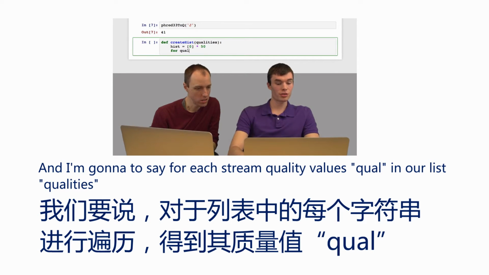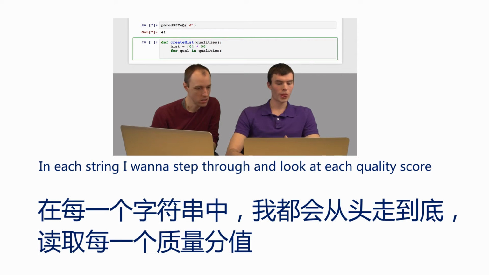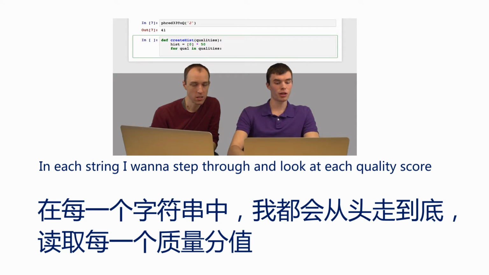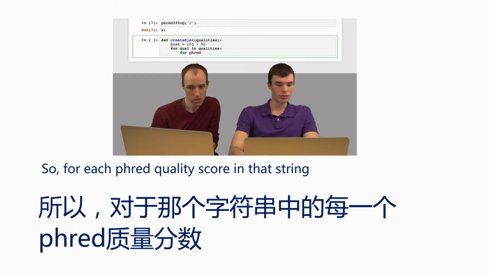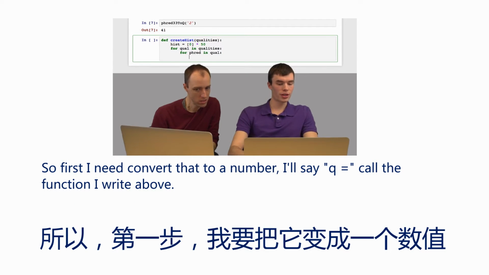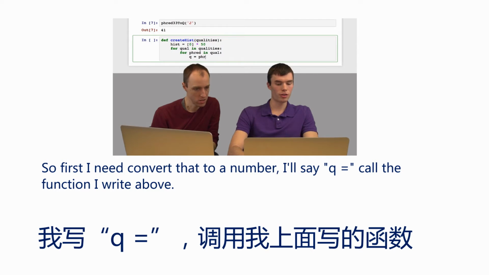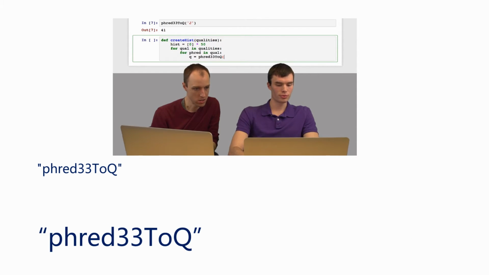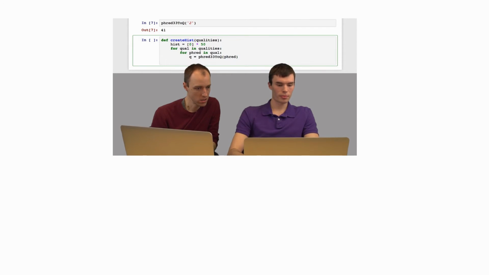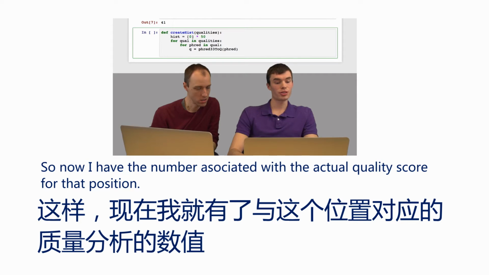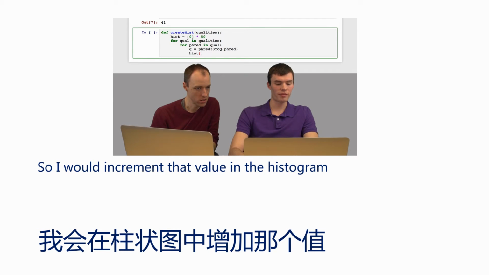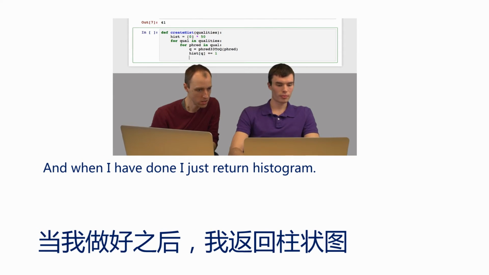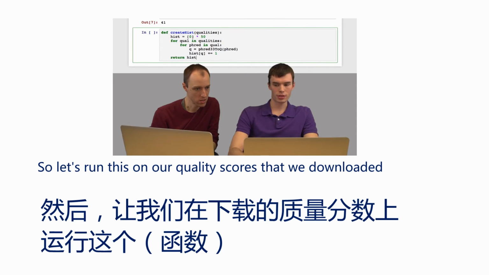And I'm going to say for each string of quality values, qual, in our list qualities, and then in each string, I want to step through and look at each quality score. So for each Phred quality score in that string, first I need to convert that to a number. So I'll say q equals, and I'll call the function I wrote above, phred33_to_q. So now I have the number associated with the actual quality score for that position. So I'm going to increment that value in the histogram. And then when I'm done, I'll just return the histogram.